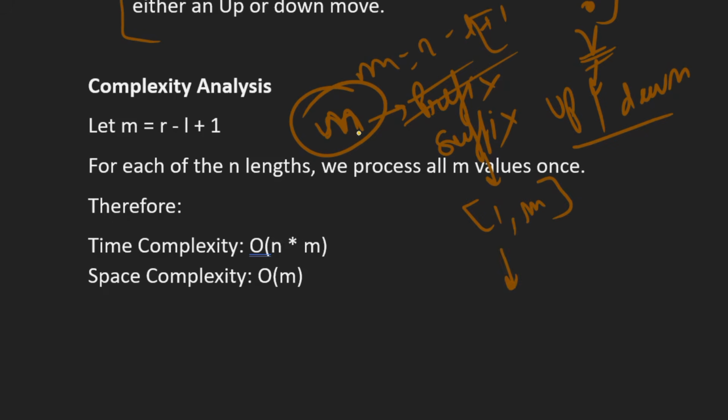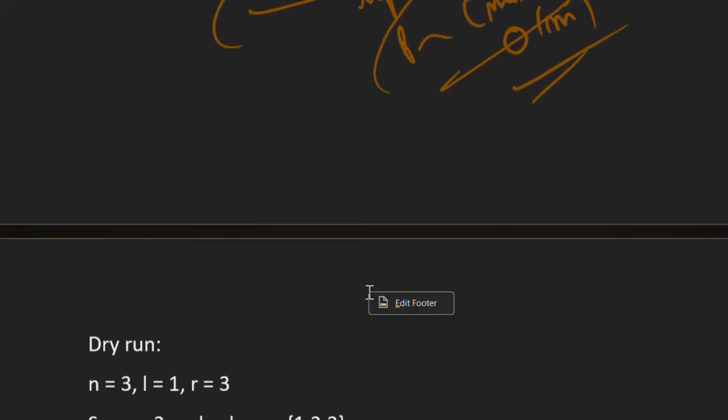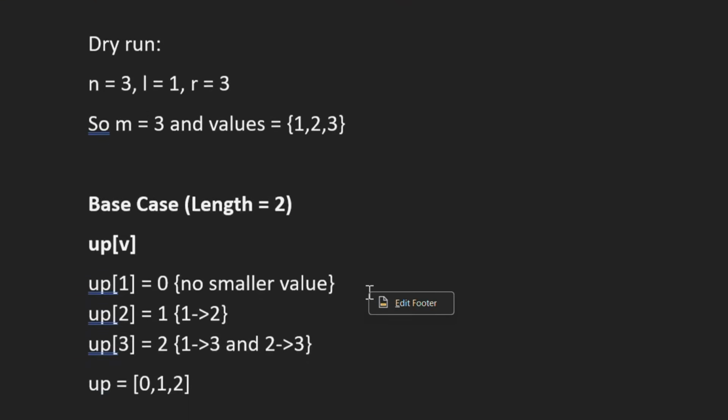So the time complexity for each of the n is m. So the total time complexity is big O of n into m, and we are storing up and down prefix and suffix having size m plus 1. So the space complexity is also big O of n, right? So let's try to understand the whole approach with the help of an example, right?